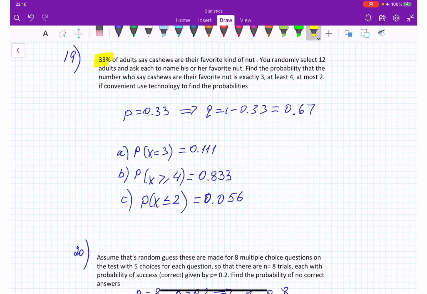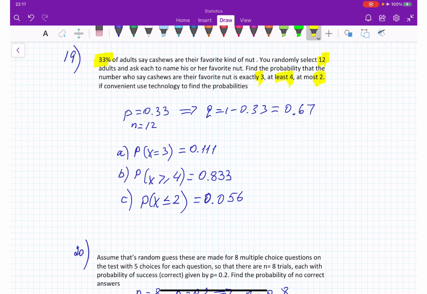Often adults say cashew are their favorite kind of nut. You randomly select 12 adults, which means n is equal 12, and ask each to name their favorite nut. Find the probability that the number who say cashew are their favorite nut is exactly 3, at least 3, and at most 2.